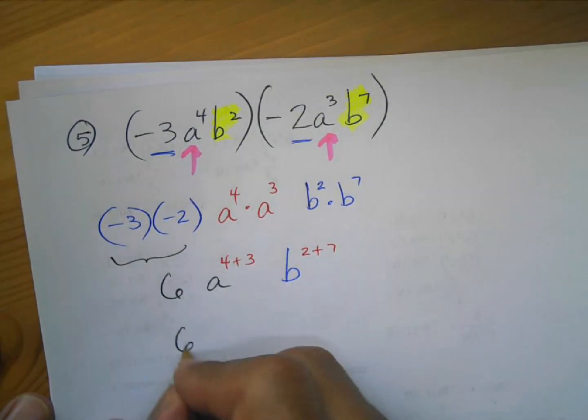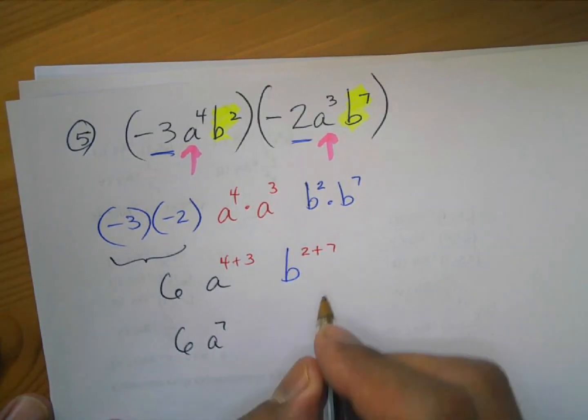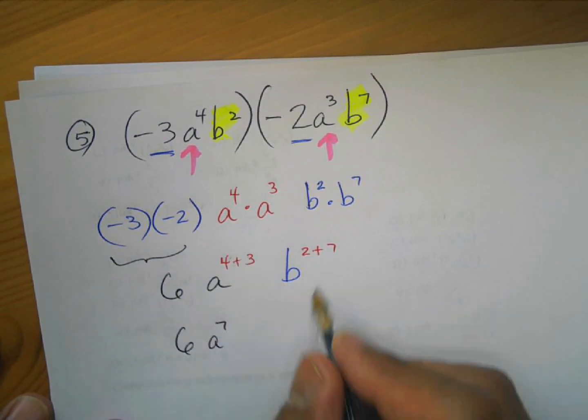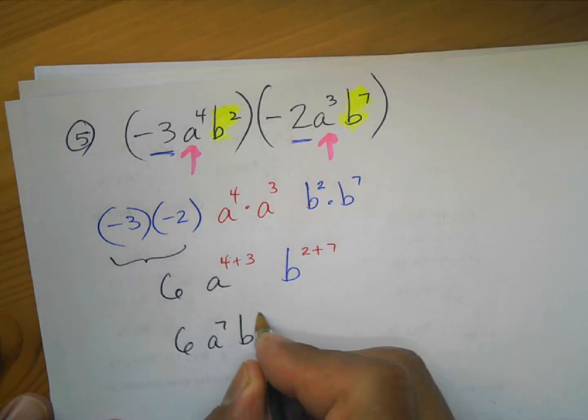So the final answer here is 6a^7b^9, right? 4 plus 3 is 7, and b what? 2 plus 7, 9.